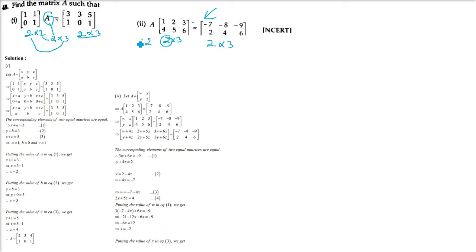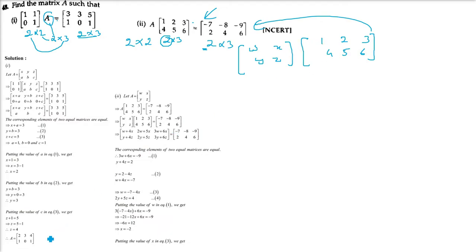That is, the column value of the first matrix has to be equal to the row value of the second matrix. And since 2 cross 3 will only come when we have 2 and 3 as the first and fourth value, I am writing this as W, X, Y, Z. We are multiplying it with 1, 2, 3 and 4, 5, 6. And this is equal to what? This one, minus 7.